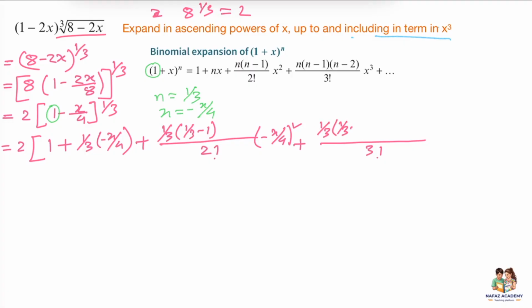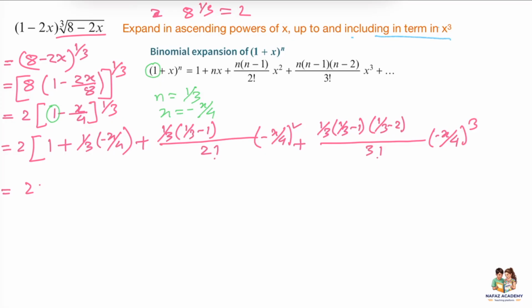Then the term of x to the power cube, which is n times n minus 1 times n minus 2 over 3 factorial. Put the value of n and x. What is the value of x now? It is minus x by 4 to the power of the x cube. Up to x to the cube is good enough because our question is up to the terms of x to the power cube. After that we will multiply with the other factor, 1 minus 2x. But x to the power cube is good enough.